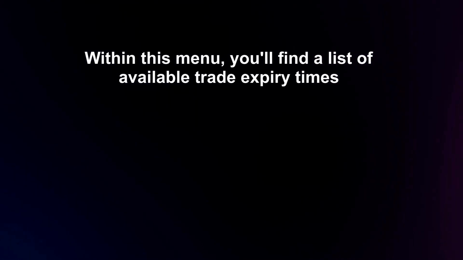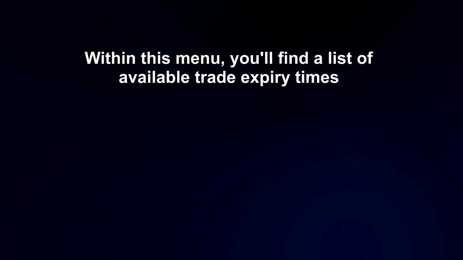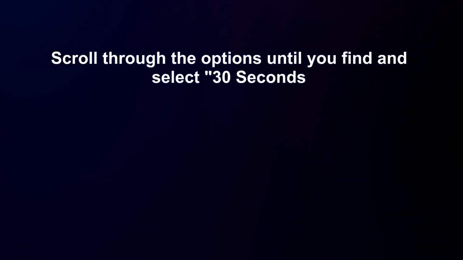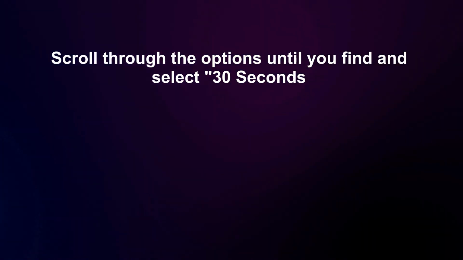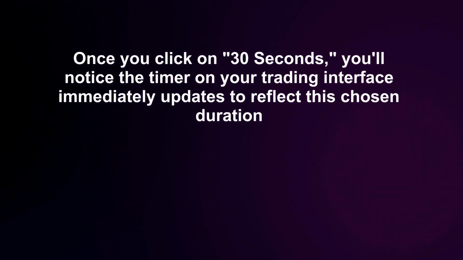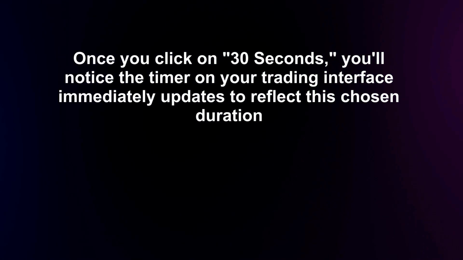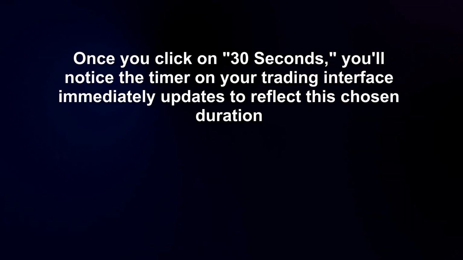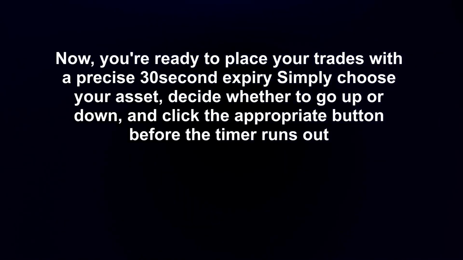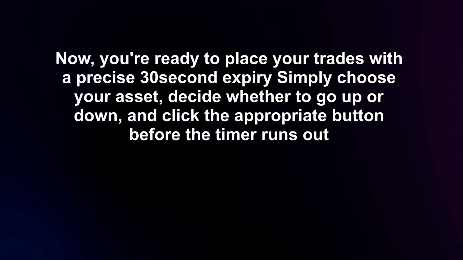Within this menu, you'll find a list of available trade expiry times. Scroll through the options until you find and select 30 seconds. Once you click on 30 seconds, you'll notice the timer on your trading interface immediately updates to reflect this chosen duration. Now, you're ready to place your trades with a precise 30-second expiry.